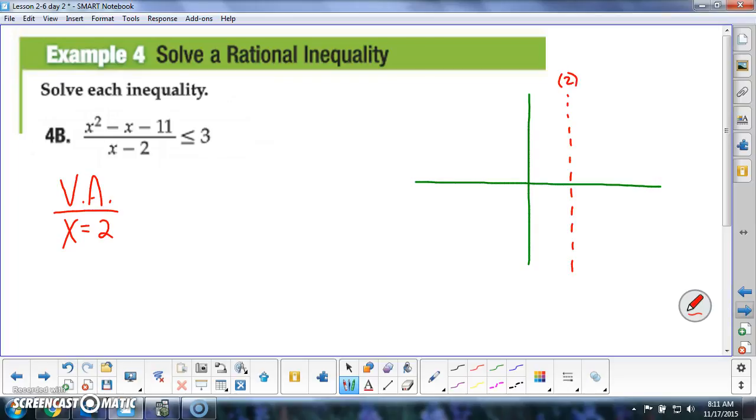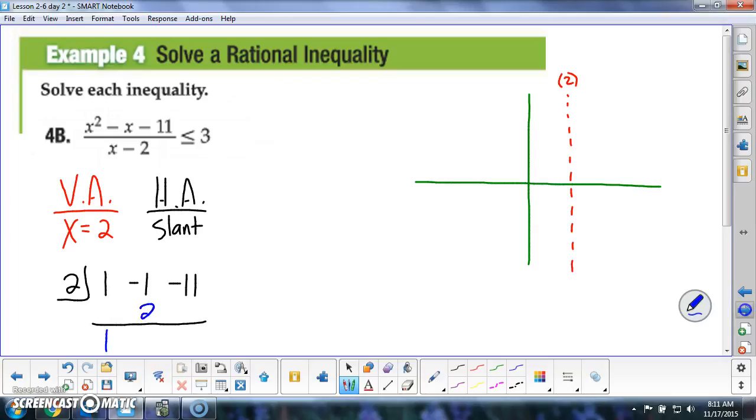Horizontal asymptotes. There is a slant on this one, so let's find that right now. We can do synthetic division on this one. And when I find my slant asymptote, you get these numbers, and we don't care about the remainder. We just care about the other digits. So my slant asymptote is y equals 1x plus 1.